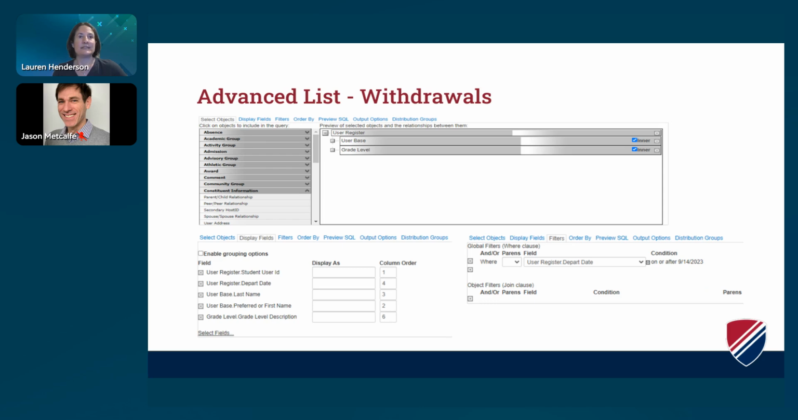And this was the setup for the withdrawn students. That I would think is not necessarily on a rolling cycle for anybody other than graduations. But that was just an example of the setup that we used.